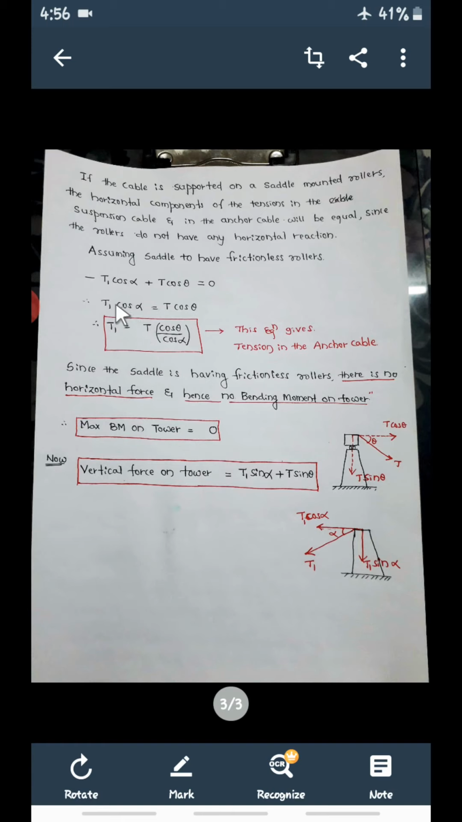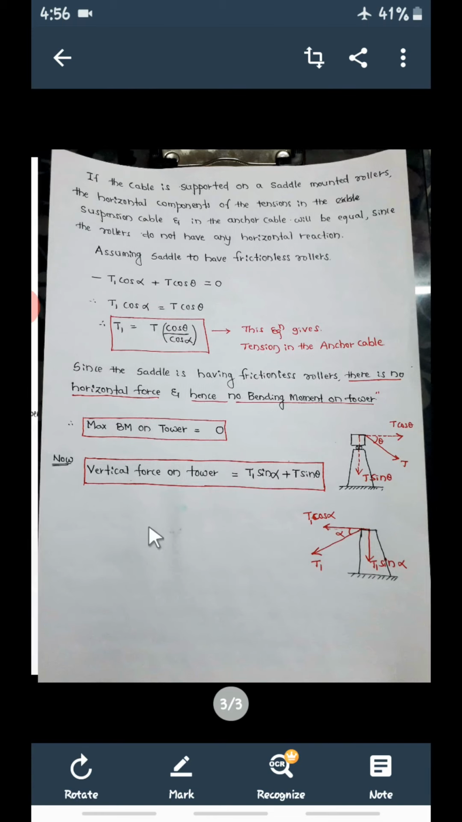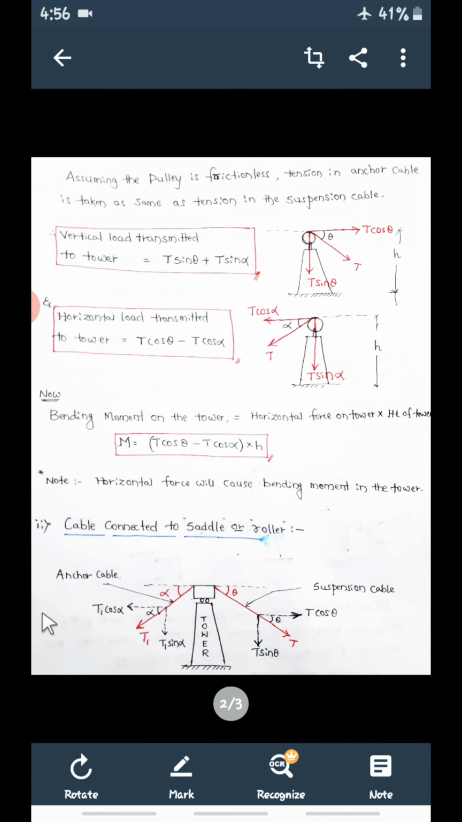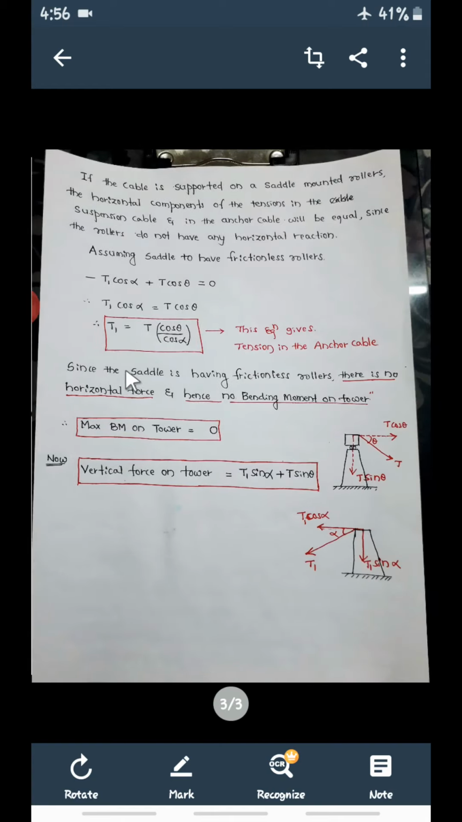You can find out T1, so therefore T1 is equal to T into cos theta divided by cos alpha. Now see what T1 is. T1 is nothing but the tension in the anchor cable, remember. So this equation gives the tension in the anchor cable, which means these two are not the same here. T we can find out, but what about T1? T1 we can find out from this equation. So T1 is equal to T into cos theta divided by cos alpha.